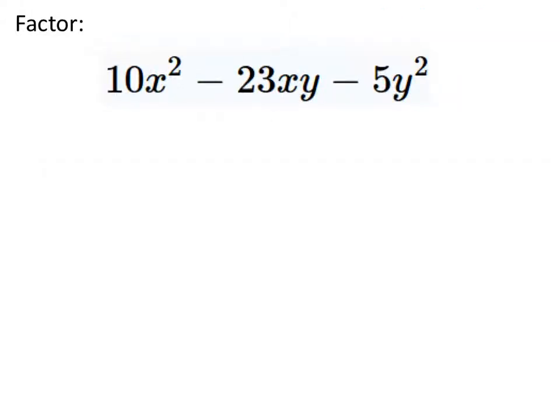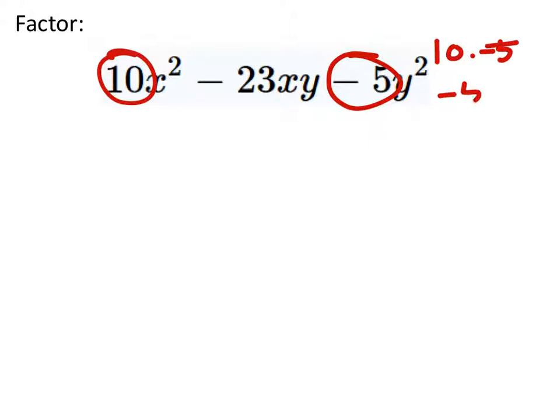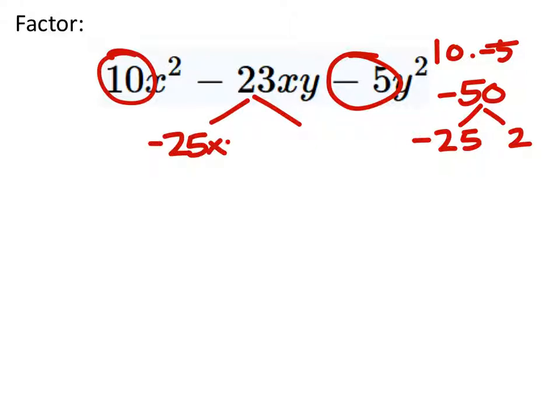This one's not too bad. No big numbers like 504 on this one, which is nice. But the process still remains. I've got my a value, which I need to multiply by the c. And 10 times negative 5 is negative 50. So I need two factors of negative 50 to add up to negative 23. I'm looking at negative 25 and positive 2. Which then allows me to break up that negative 23 into negative 25 xy's and a positive 2xy's.